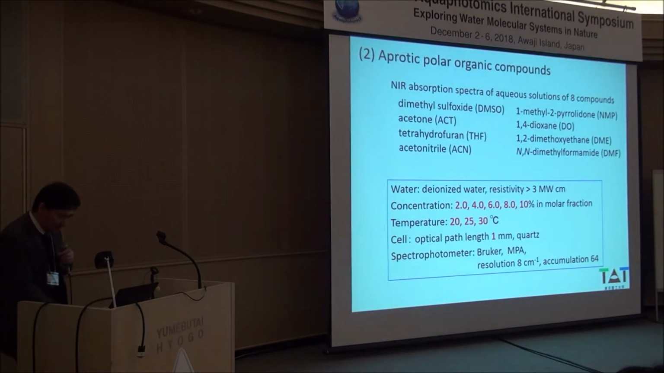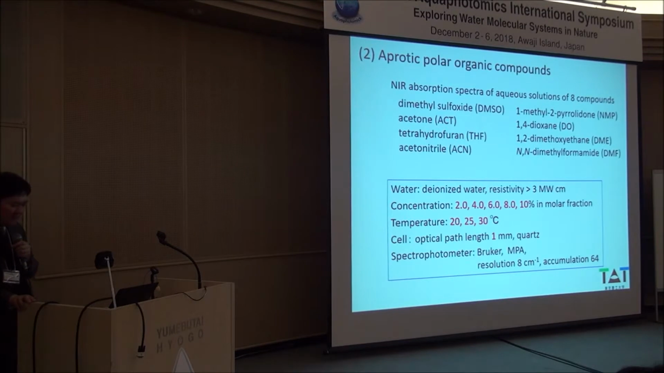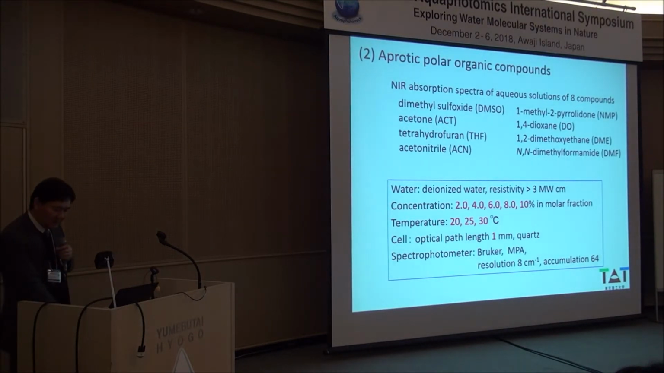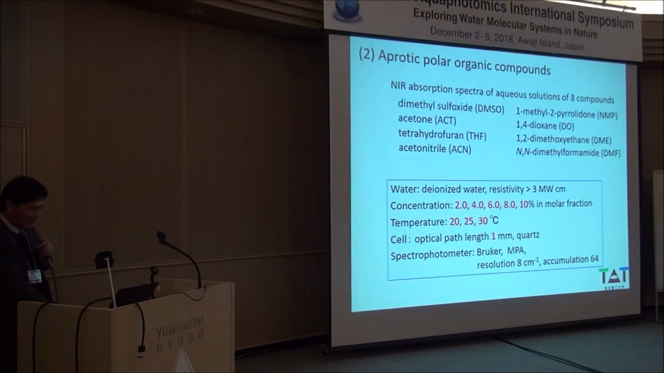Next, I have no time, but next the results for organic compounds are shown. 8 kinds of compounds were examined: dimethyl sulfoxide, acetone, THF, acetonitrile, and so on. Aprotic compounds were selected so that the hydrogen bond between solute and water does not make the story very complicated. Details of the experiment are shown here. In this case, the concentration is rather high, from 2.0% to 10%.